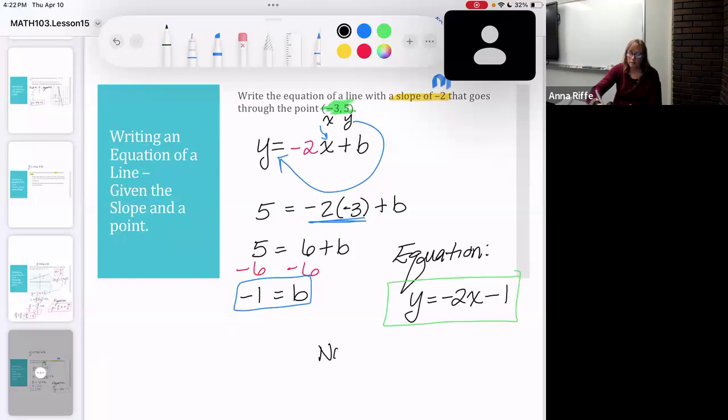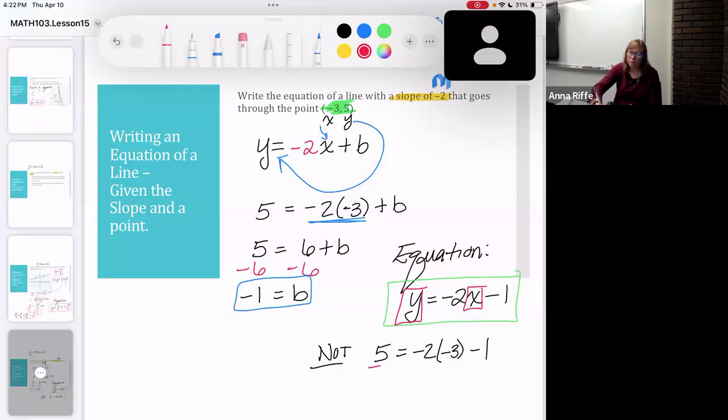Note that I did not write 5 is equal to -2 times a -3 minus 1. While that is true, the idea of an equation is that I want to write a relationship between two variables. And here those variables are x and y. So in my final answer, I have to have an x and I have to have a y.